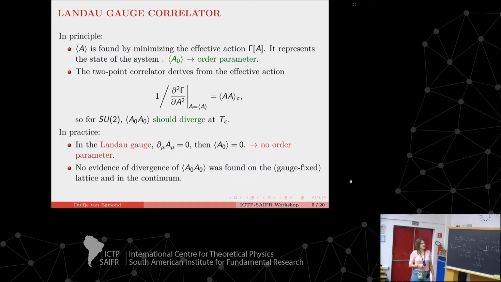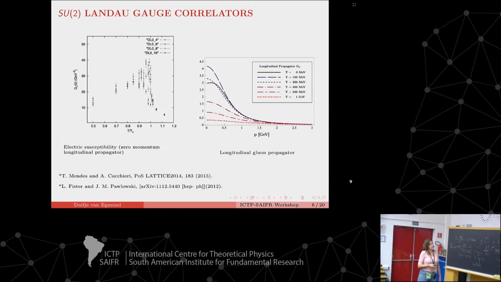Now, possibly related to this, because of the relation between the one- and the two-point function, no evidence of a divergence, which by definition we saw should appear here, was found. No evidence of the divergence of the two-point function was found, neither on the gauge-fixed lattice nor in the continuum. So here we see an example of that.